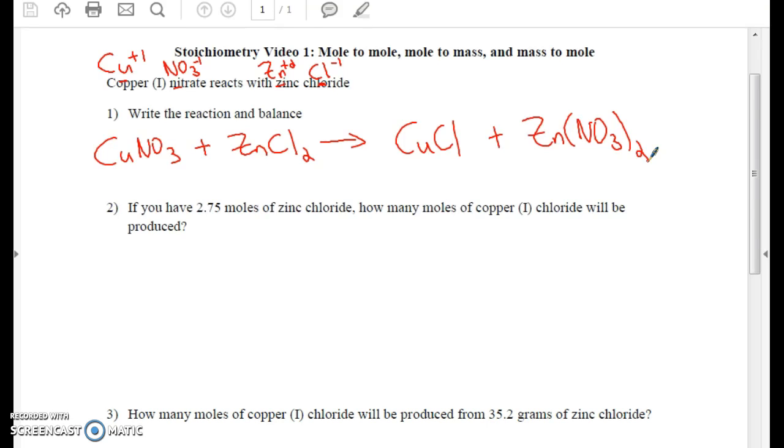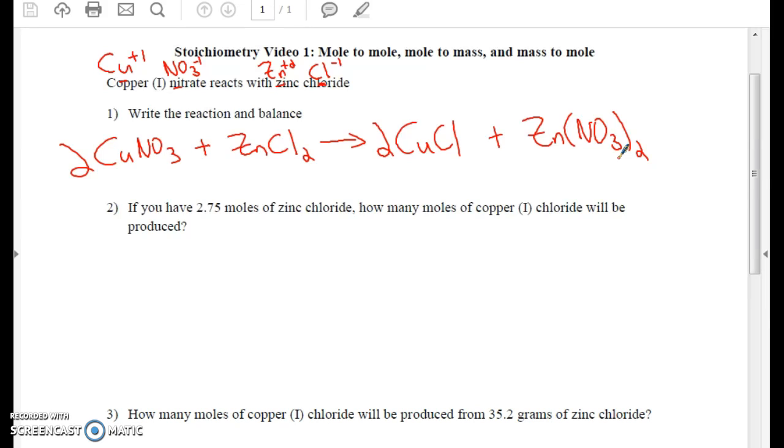Now we have to balance it. I have 2 chlorines on the left, so I need to have 2 on the right. Now that changes the amount of copper, so I put a 2 in front of copper 1 nitrate, and then that also balances out the nitrates. I have 2 nitrates on the left, and I have 2 on the right. So now we can actually get into the first stoichiometry problem.